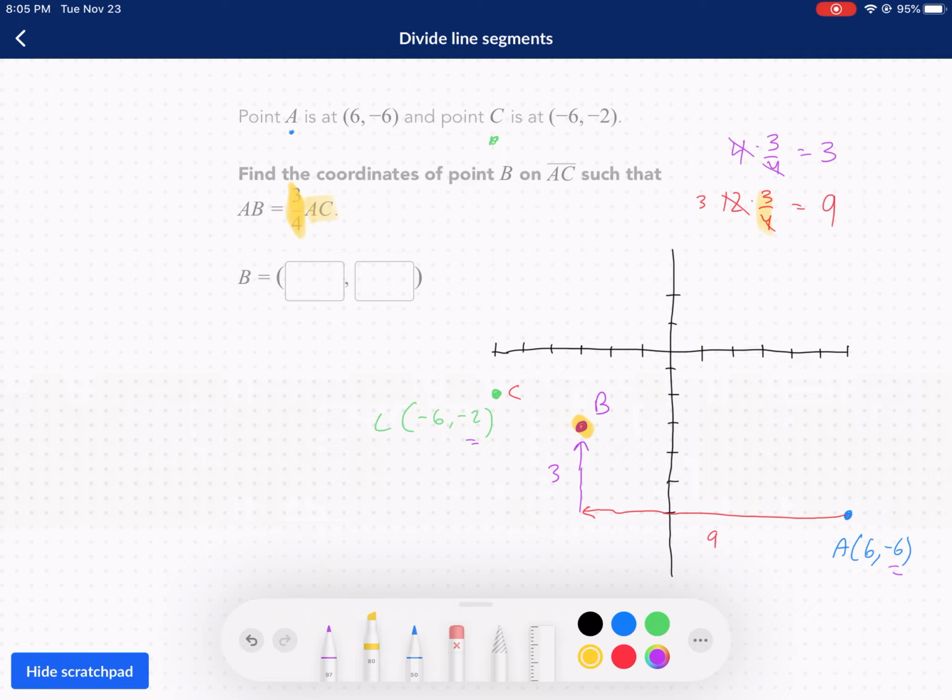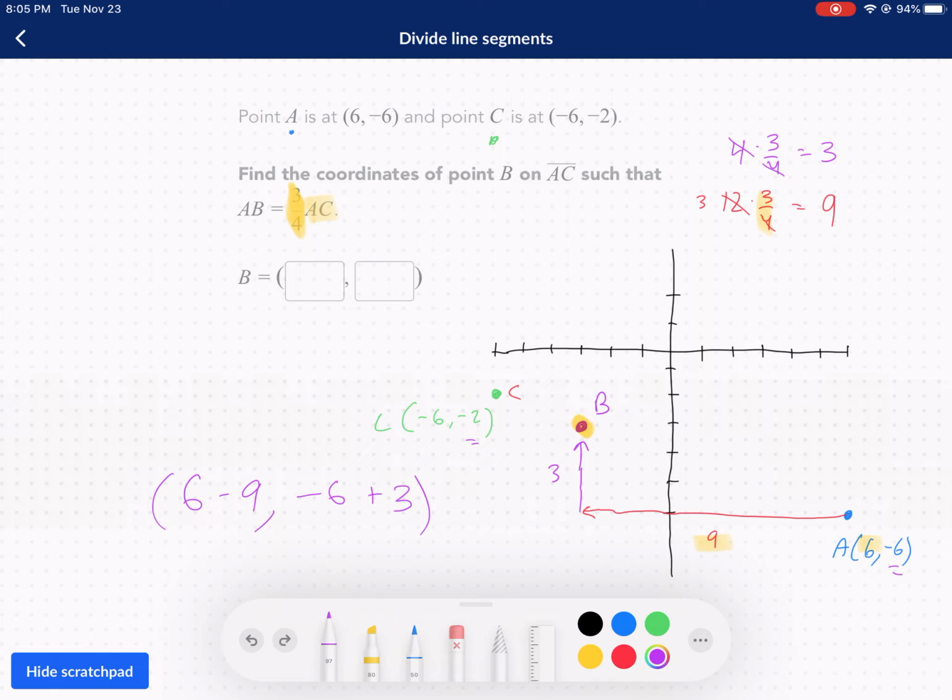So I have to subtract 9 from this value 6. Okay, so I have to do 6 minus 9 for my x-coordinate. And for my y-coordinate, I have to do -6 plus 3. Okay, so the best way to do this is visually, just so you can see that we want 3/4 of the distance. So we have to find what that distance is, compose it of its horizontal and vertical, and it makes it a lot easier.